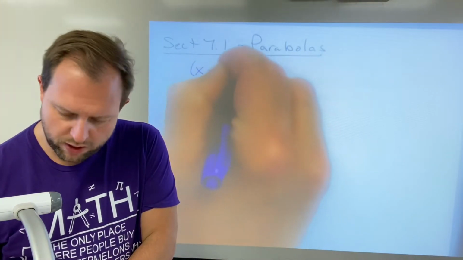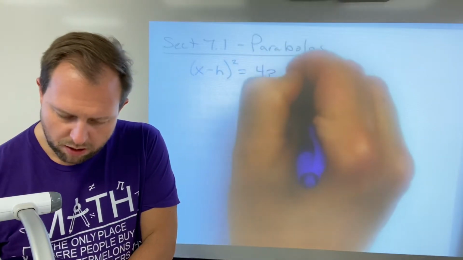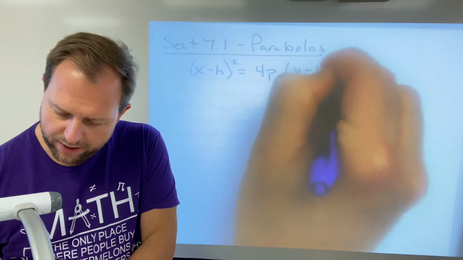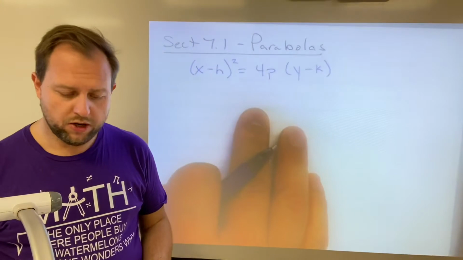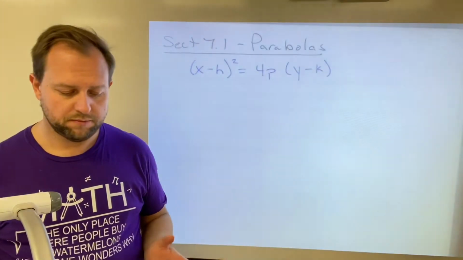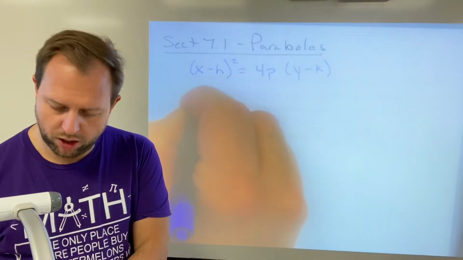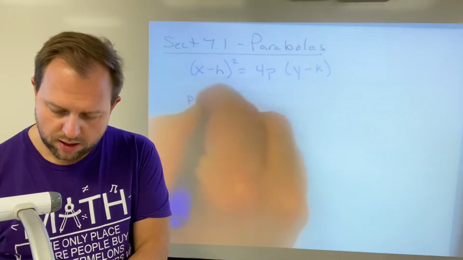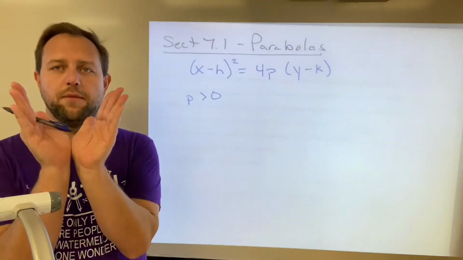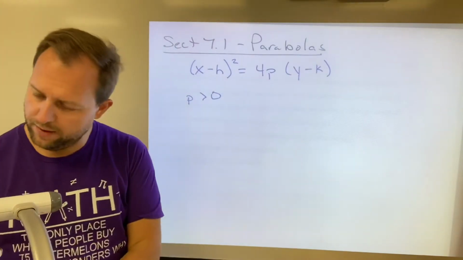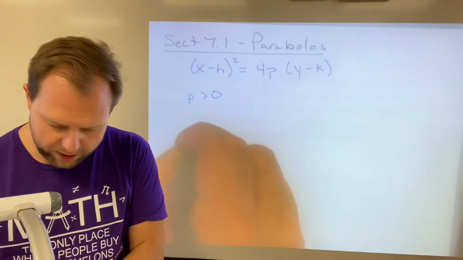(x minus h) quantity squared equals 4p(y minus k). Okay? And we're going to talk about what these different parts mean. If p is greater than 0, then our parabola opens up. It looks like a U. Okay? And so we're going to look at its graph when it's opening up.